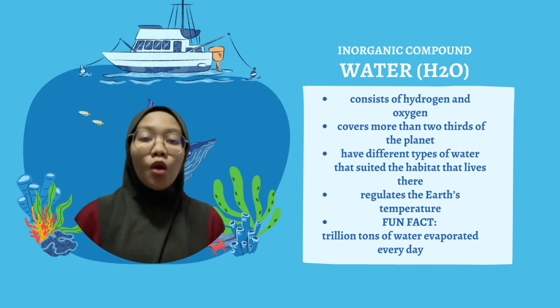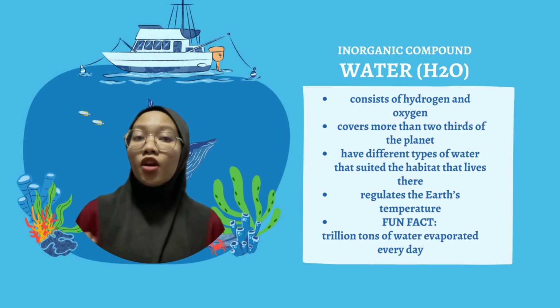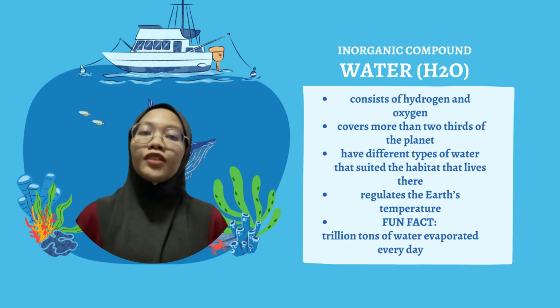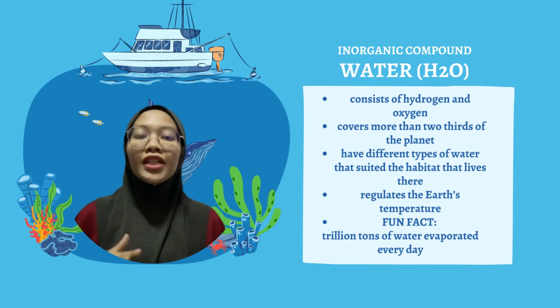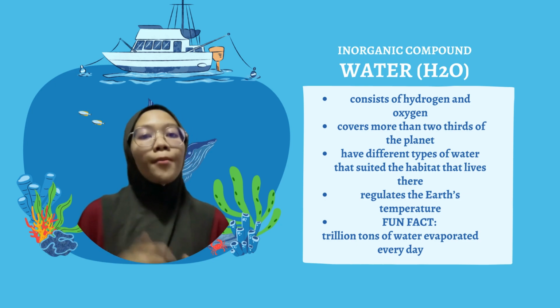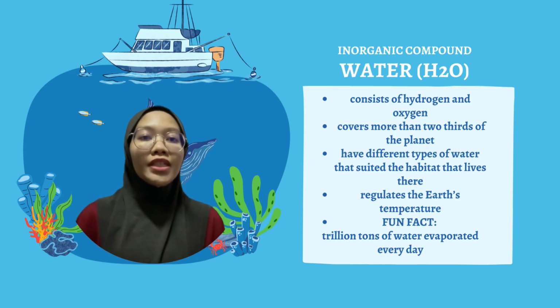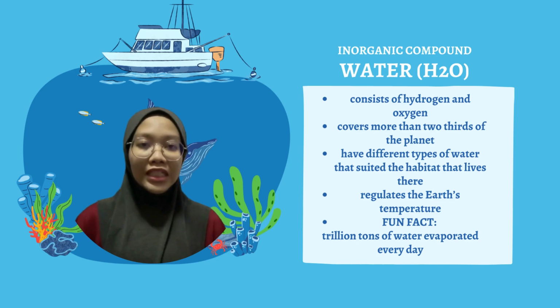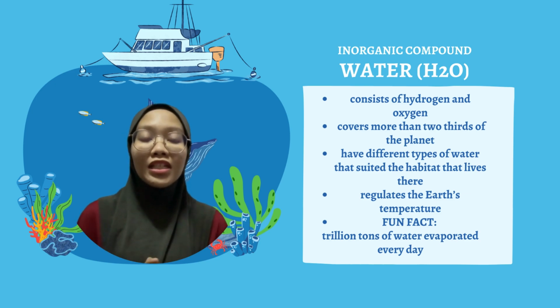The best part is, water covers more than 2/3 of this planet, as we know, the sea and glaciers. There are different types of water due to different kinds of surroundings such as lake, pond and river. Water also regulates the earth's temperature, which makes it more important in human life. Lastly, a new fact we all need to know about water is that trillions of tons of water evaporate every day.